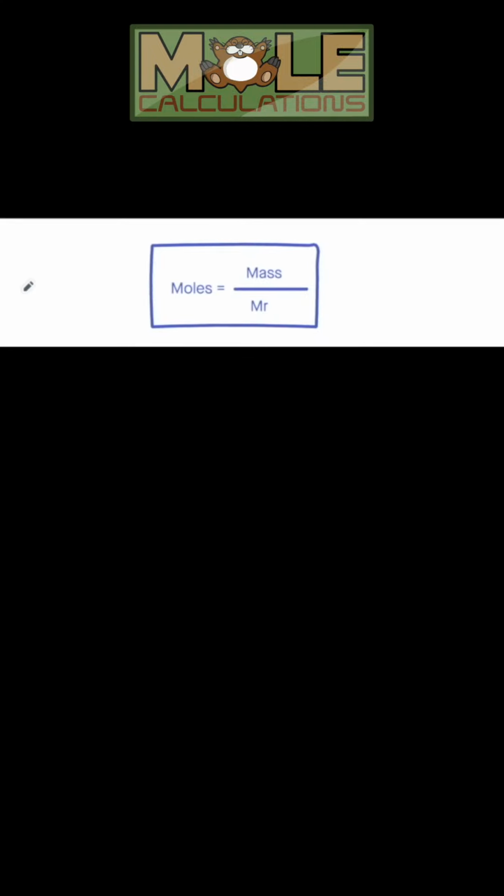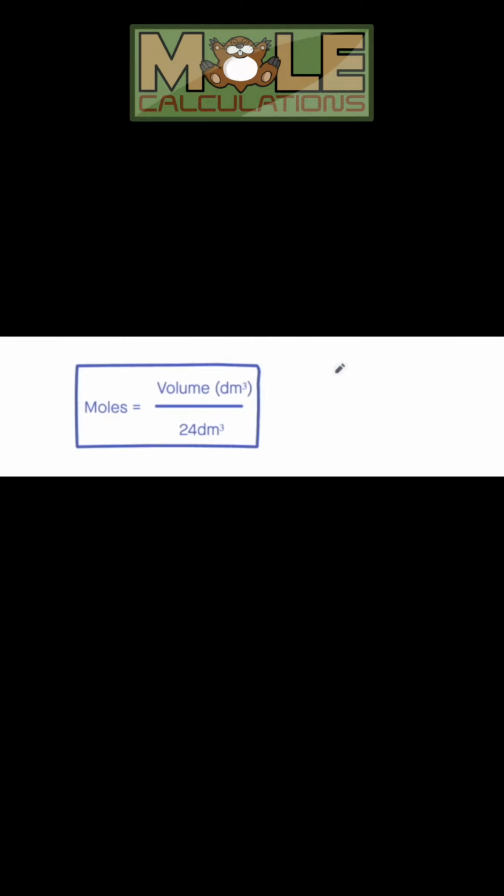There are 3 equations for moles that you need to be aware of. The first is for calculations with masses, which is moles is equal to mass over Mr. The second is for calculations with gases, which is moles is equal to volume over 24 dm cubed. We use 24 dm cubed as it's a molar volume of gas, which means 1 mole of any gas at room temperature and pressure always takes up 24 decimeters cubed of volume.